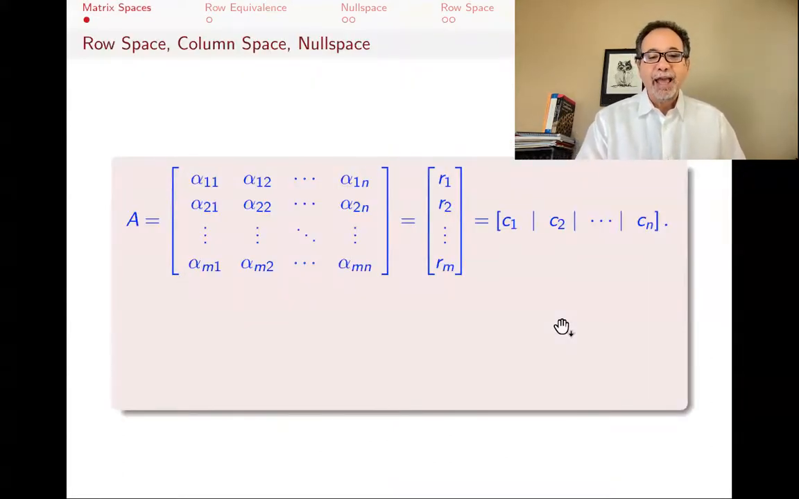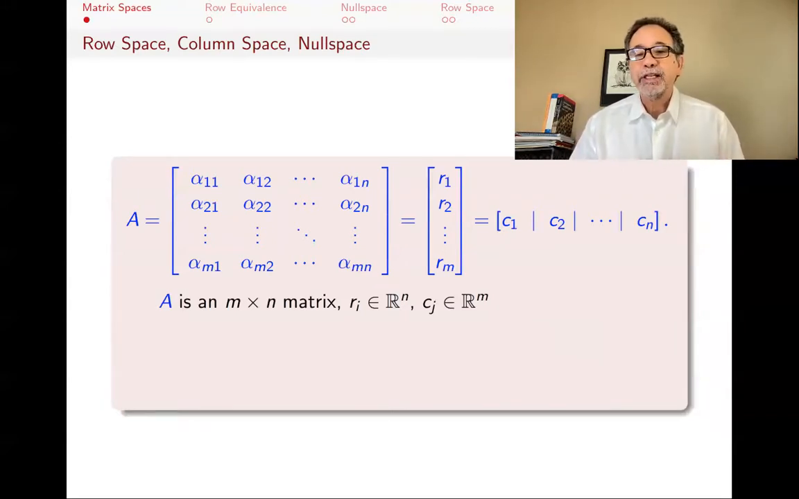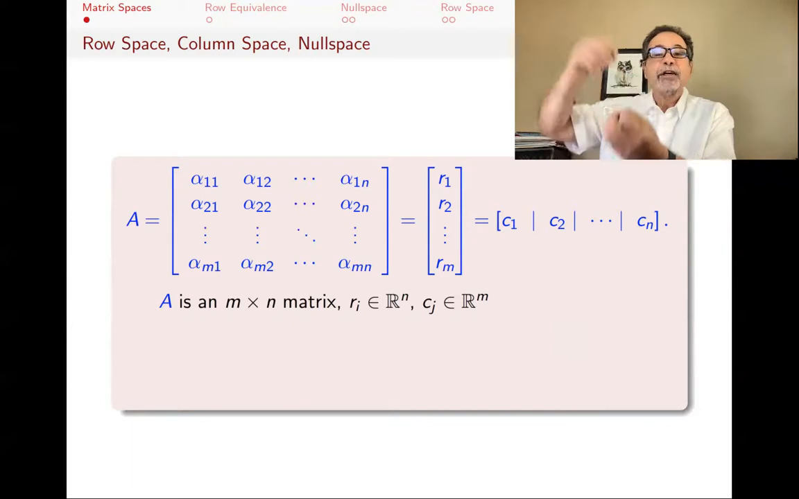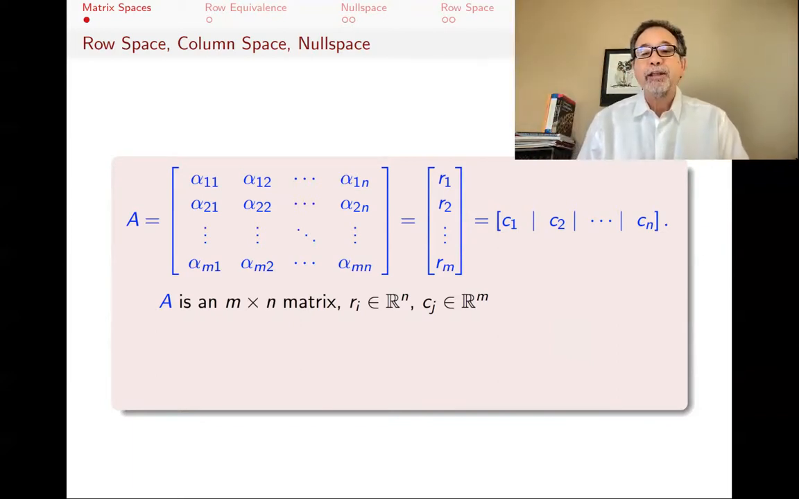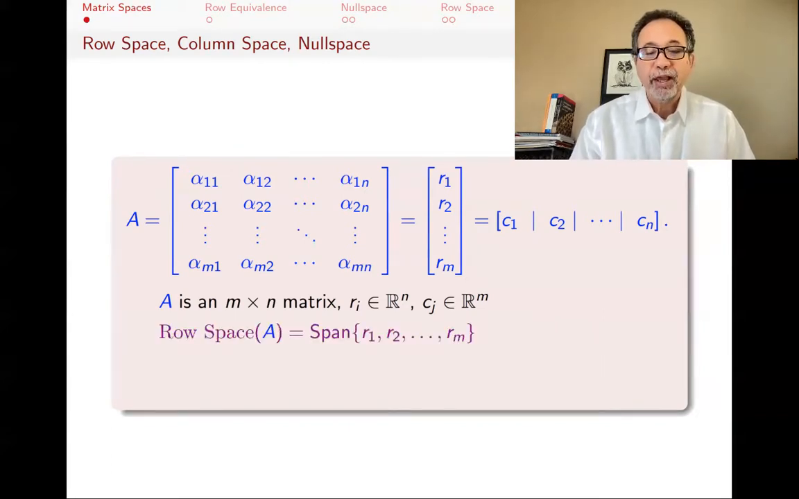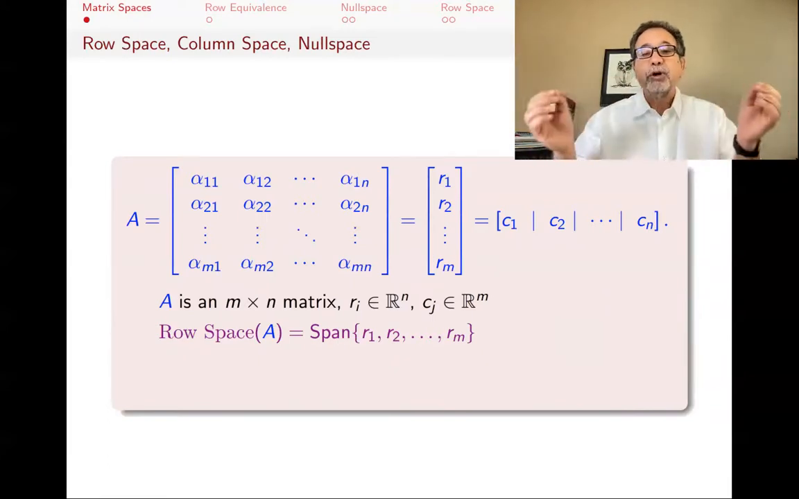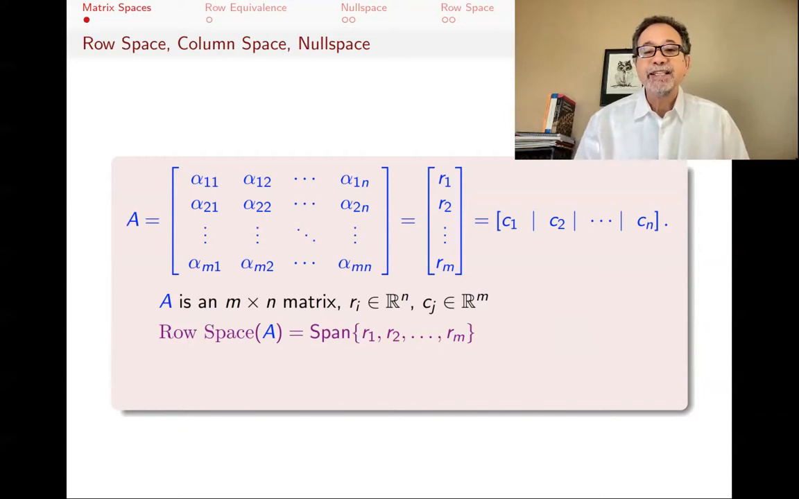If you start with an M by N matrix, you can think of it as consisting of M rows or N columns. R1 through Rm are the rows, and each of them is an element of Rn. C1 through Cn are the columns, and each one is a column vector with M entries, so it's an element of Rm. The row space of A is the span of those M rows. There are M rows, but each of them is in Rn. So this row space, because it's the span of a bunch of vectors, is a subspace of Rn.